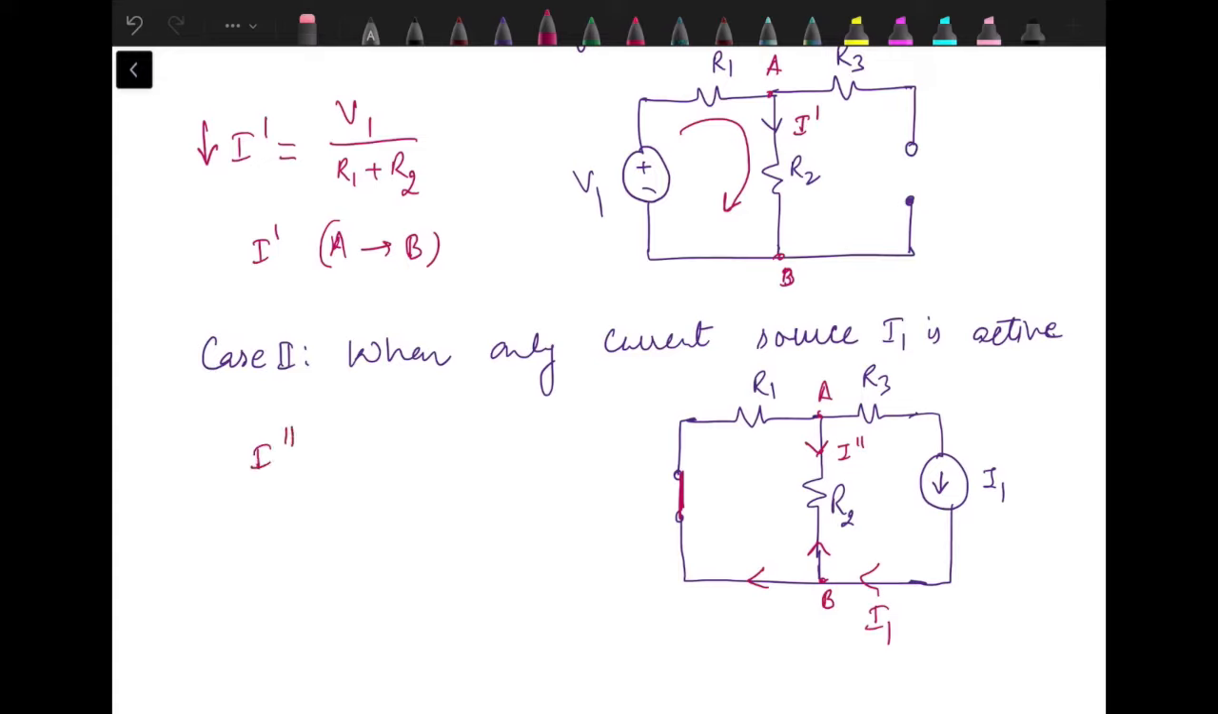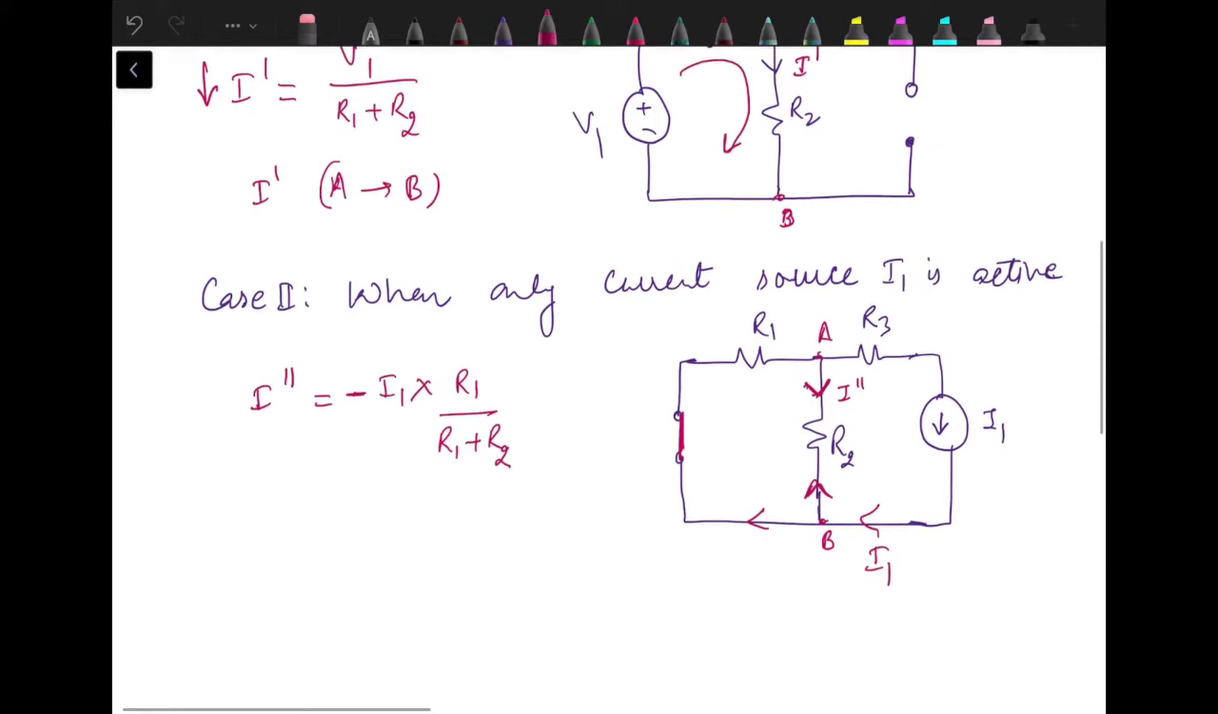So that will give us the value of I double dash as source current I1 into opposite branch resistance R1 upon R1 plus R2. Now this is the magnitude. Our given direction is downward, that is from A to B, but as per the direction of current source, it should be from B to A, so it will be minus I1 into R1 upon R1 plus R2.